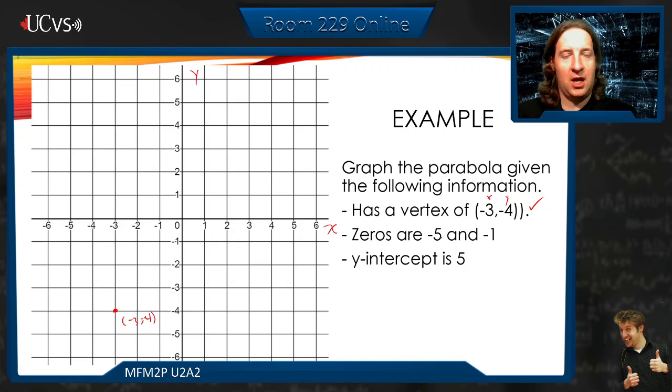My zeros are -5 and -1. Zeros, remember, are x-intercepts, so it's going to hit the x-axis at -5 and -1. And then there's a y-intercept of 5. That's going to be up there. It's hitting the y-axis at 5 and hitting the x-axis at -5 and -1. So we have our 4 points. Now all we have to do is connect our dots.